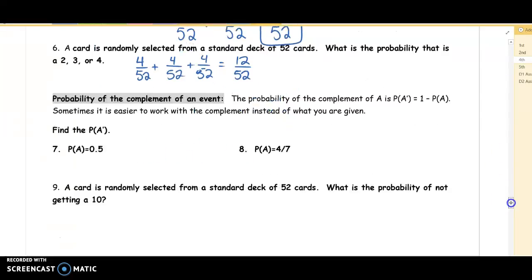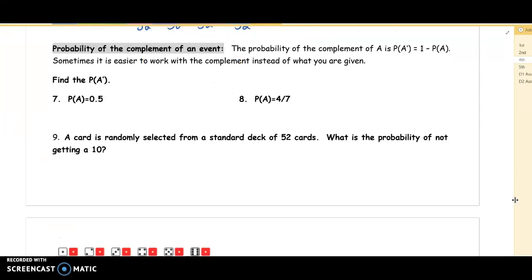So this first one is the most difficult. The probability of something happening is 0.5. Think of it like a percent. The probability that it happens is 50%. What's the probability of it not happening? 50%. If there's a 50% chance it's going to rain today, that means there's a 50% chance it's not going to rain. So I want you to think of this symbol as being the probability of not A.